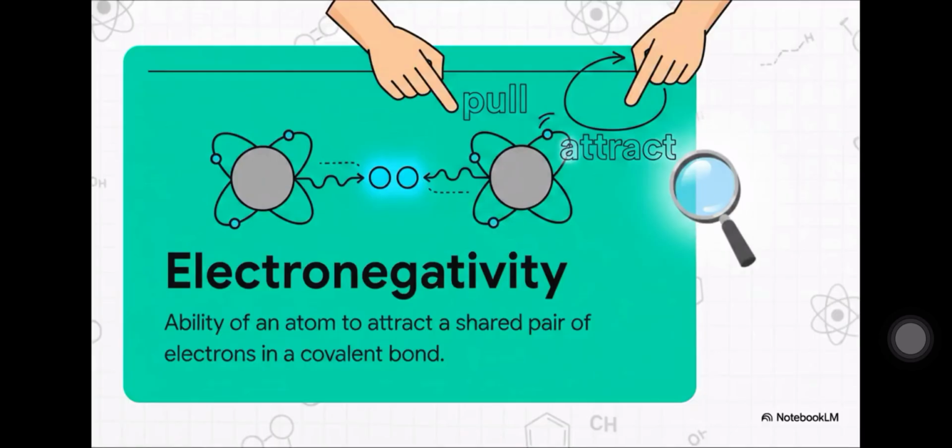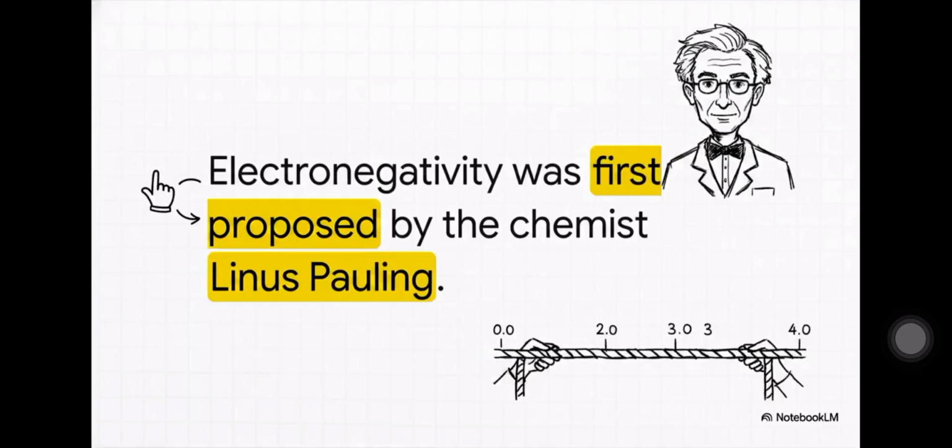While electron affinity was about one atom taking on a totally new electron from the outside, electronegativity is a literal tug of war over electrons that are already being shared between two bonded atoms. It's definitely worth pausing for a brief historical nod here, because we gotta give credit where it's due. This incredibly elegant framework was first put forward by the legendary chemist Linus Pauling.